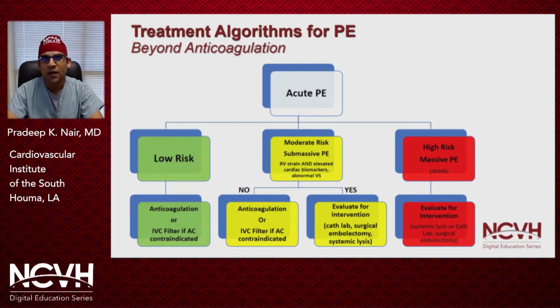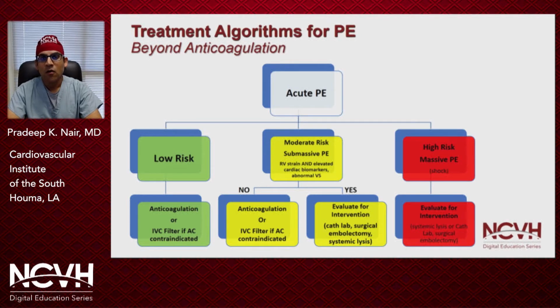These patients can be treated with anticoagulation. Now, when we look at moderate risk or submassive PE, what we need to have is right ventricular strain, as well as potential increase in biomarkers, cardiac biomarkers, or abnormal vital signs. If they have RV strain alone, without any other evidence, they are considered moderate, low risk PE patients, and sometimes can be considered for anticoagulation based upon some previous guidelines.